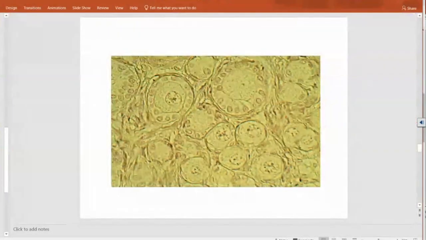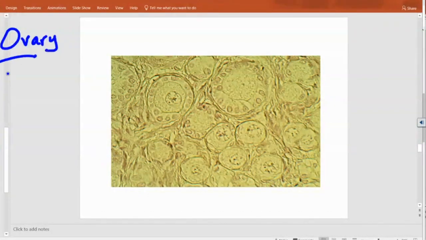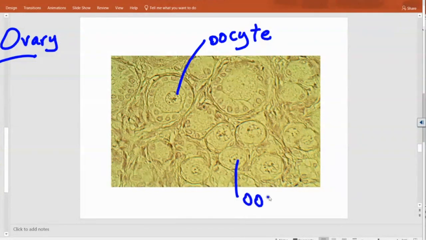So let me mark this up for you. And here's how I do it. Name this gland. I heard you. It was quiet, but I heard you. Ovary. Okay. Name this structure or cell. Oocyte. So watch this. Name that. Now I'll do this one. Structure or cell. Very good. It's still an oocyte. Okay.